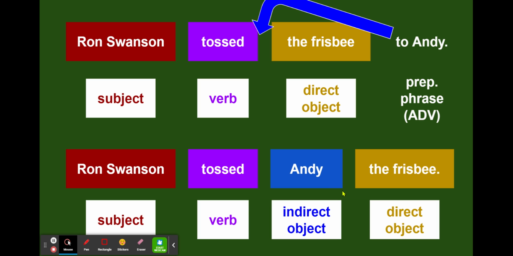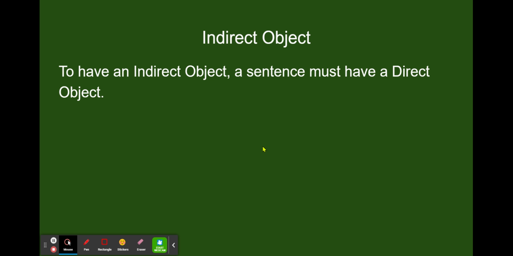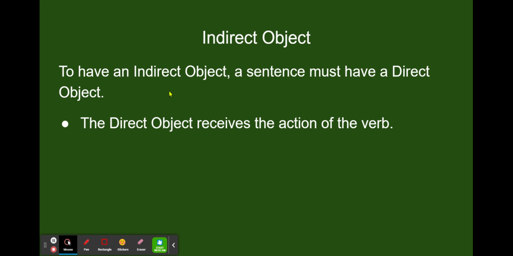Andy now in this position becomes an indispensable part of the sentence, and that is what we call the indirect object. So if this information, the receiver of the direct object, is after the direct object, it's probably going to be a prepositional phrase. If Andy is after the direct object, prepositional phrase. If Andy is before the direct object, now we know we have an indirect object. So to summarize, to have an indirect object, the sentence must have a direct object.